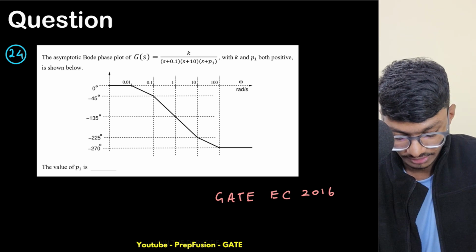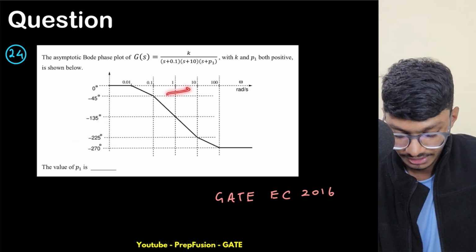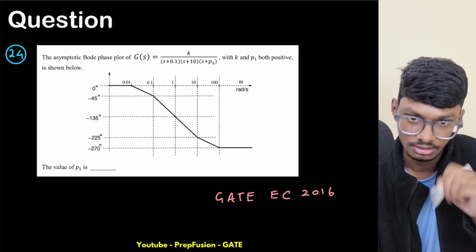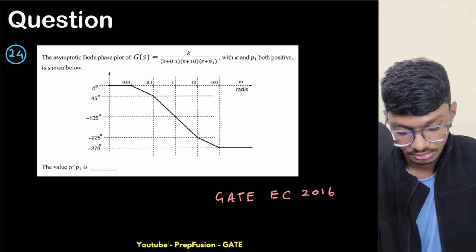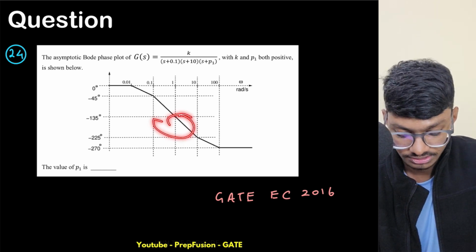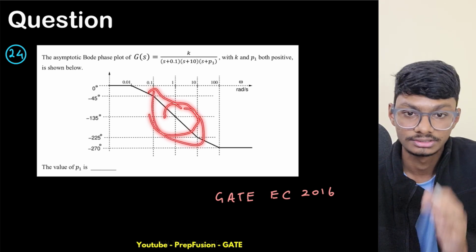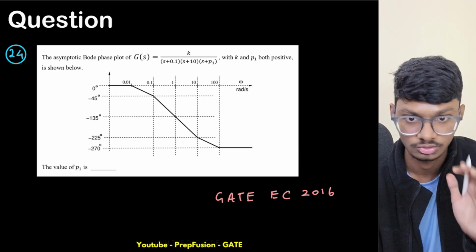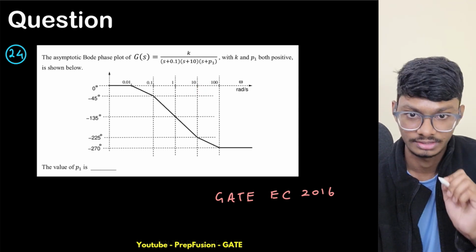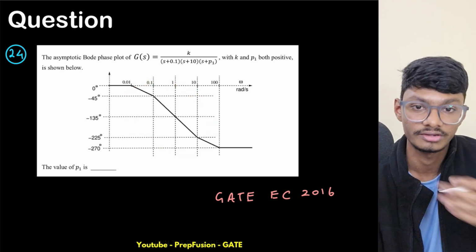But if I travel from 1 to 10, again my slope becomes minus 90. In 1 decade I am traveling 90 degrees in the negative direction, so my slope is minus 90 degrees per decade again. What is this telling me? This region is telling me I have another pole around here, which is contributing a further minus 45 degrees per decade slope. This one contributes minus 45 degrees per decade, but another pole is somewhere in this region contributing another 45 degrees per decade.